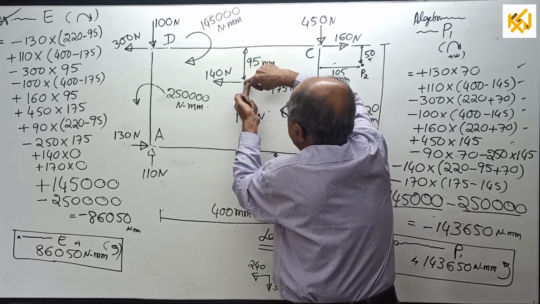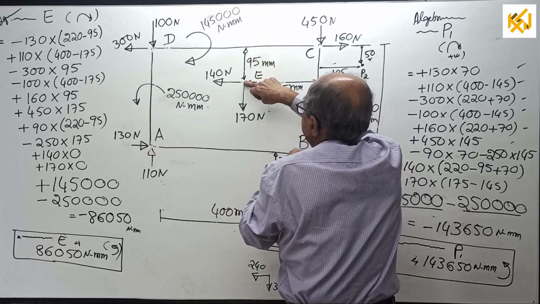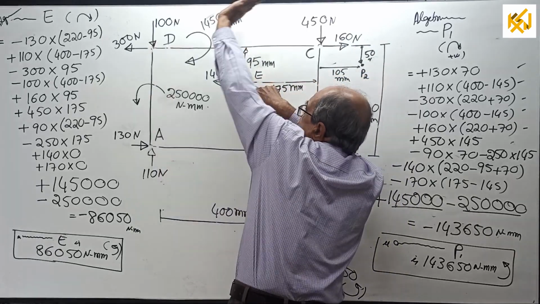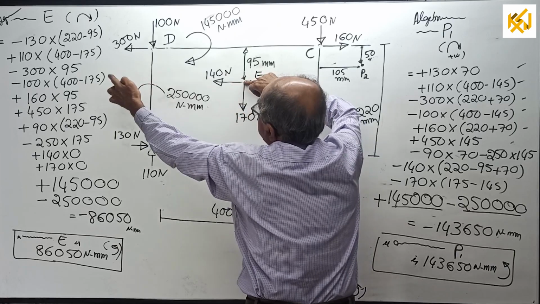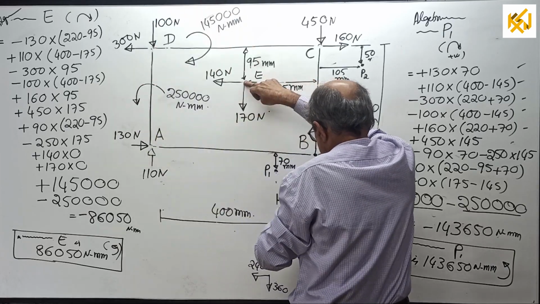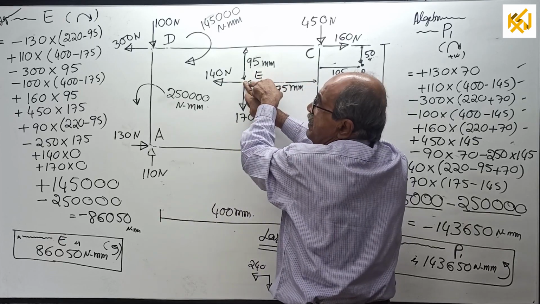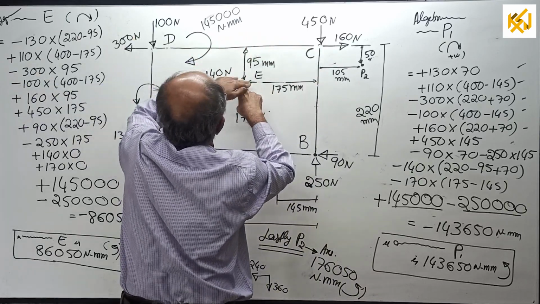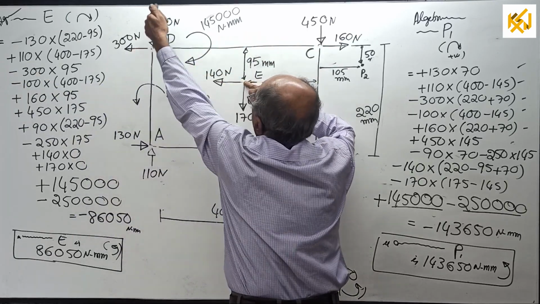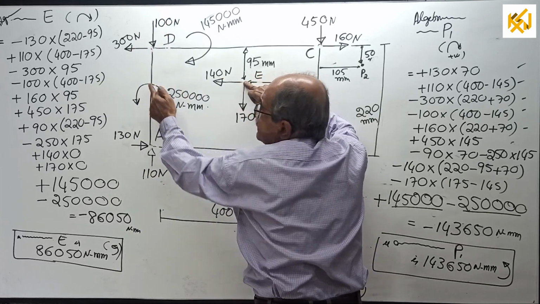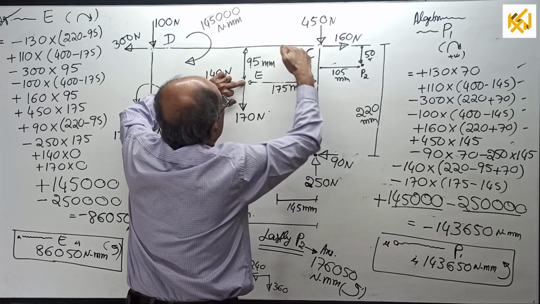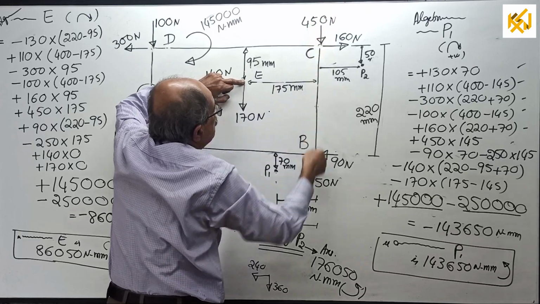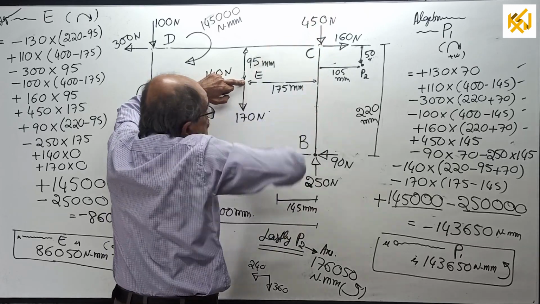130 into this distance, anti-clockwise, that is 220 minus 95. 110 into this distance, that is 400 minus 175, clockwise. 300 into 95, anti-clockwise. 100 into this distance, just now I explained. 160 into 95, clockwise. 450 into 175, again clockwise.